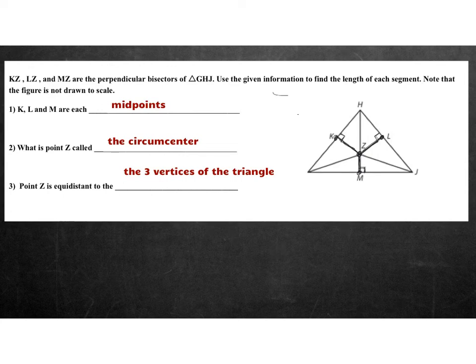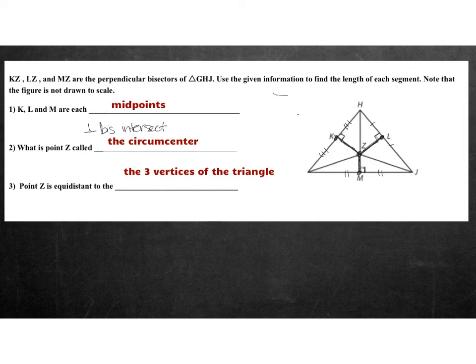So for starters, when it asks me what is K, L, and M, those are each the midpoints of their respective sides. If that is a perpendicular bisector, it means that it's perpendicular to the side and it bisects it. In other words, it splits it in half. So K, L, and M are midpoints. We're going to use that in our problems. What's Z called? Well, Z is where the perpendicular bisectors intersect, and we learned that that is called the circumcenter.